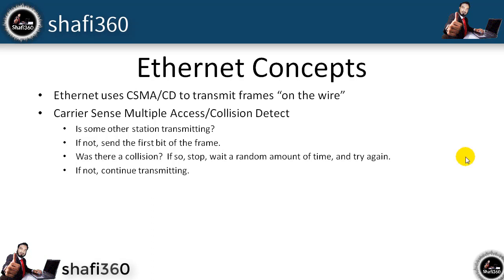So if no one else is talking and there's not a collision, then continue transmitting and loop through here, send the next bits. Was there a collision? Yeah, there was a collision. Okay, I'm going to back off and try sending this frame again. It keeps doing that, sending a little bit, checking for a collision, sending a little bit, checking again, until the entire frame gets on the wire.